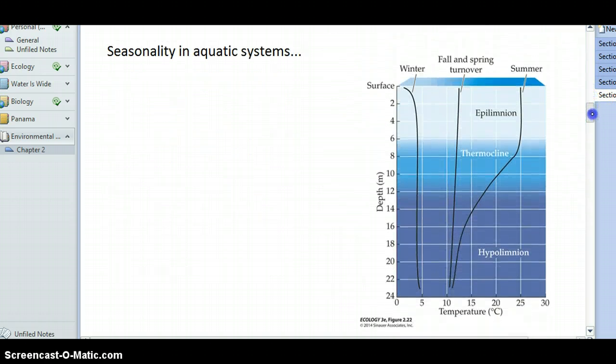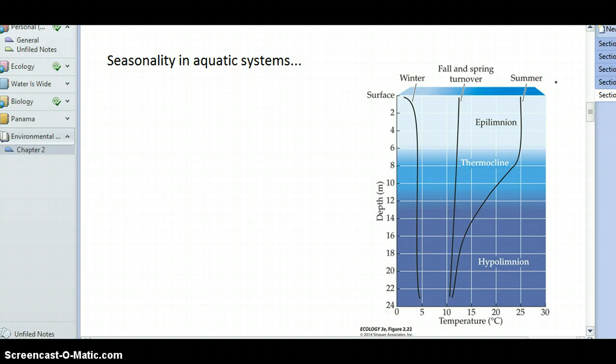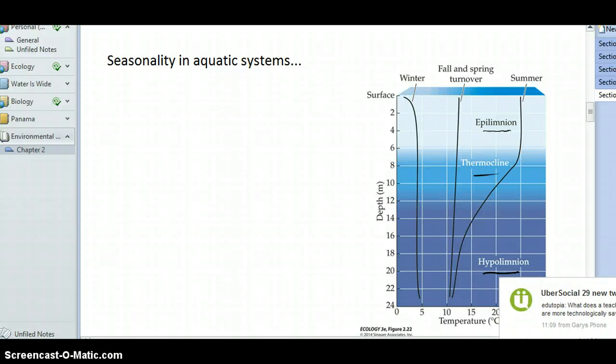All right, aquatic systems have a seasonality, particularly cooler areas, because let's look at the summer. Now in the summer you'll get what we call thermal stratification, where the upper surface, what's called the epilimnion, is warmer, and the hypolimnion, the deeper parts of the lake, are cooler, and that warm water just kind of sits on top of the cool water, and the transition between them is known as a thermocline. In tropical areas where you have lakes, that's what you're pretty much going to see throughout the year.